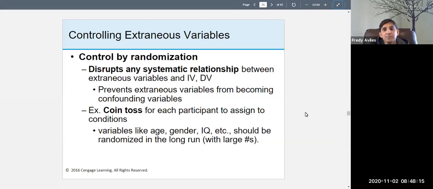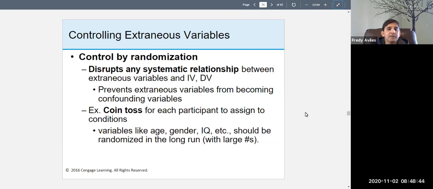If they vary randomly, that means they don't vary systematically. They don't vary along with the independent variable. An example is the coin toss, which I already talked about. For each participant, you can use a coin toss. First participant comes in, flip a coin. Okay, you're in the control group. Next participant, flip a coin. Okay, you're in the treatment group. Let's say heads is treatment, tails is control group, and you do it that way.